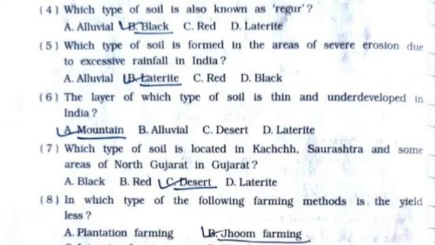Sixth, the layer of which type of soil is thin and underdeveloped in India? It's option number A, mountain. Seventh, which type of soil is located in Kutch, Saurashtra and some areas of North Gujarat in Gujarat? It's option number C, desert. Eighth, in which type of the following farming methods is the yield less? It's option number B, jhum farming.